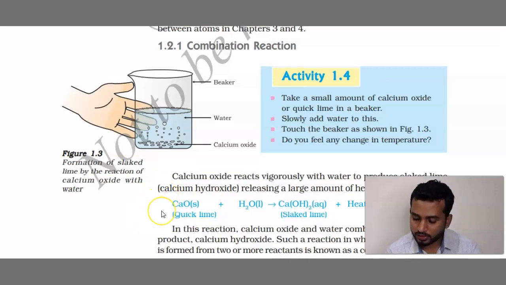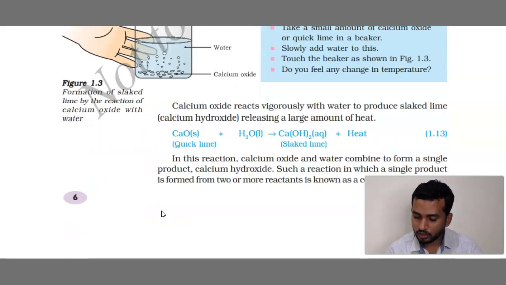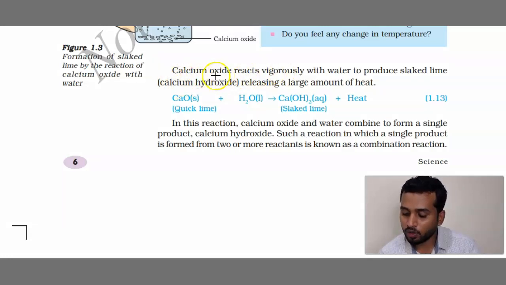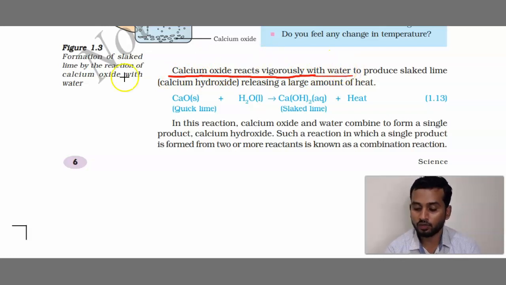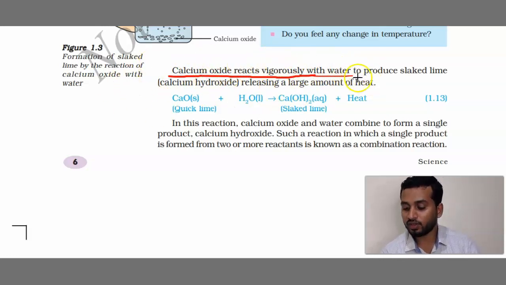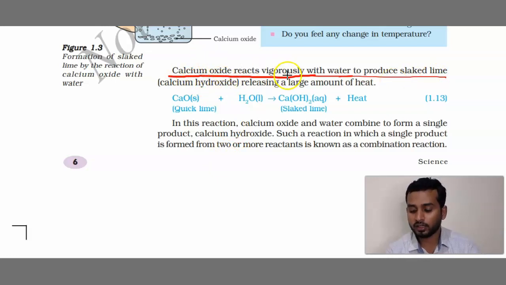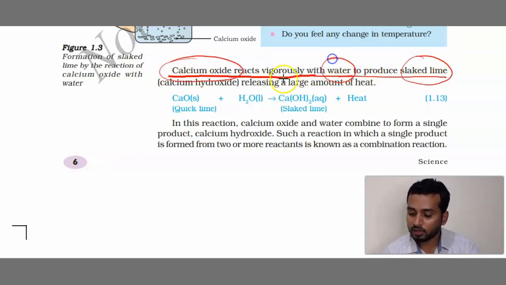Okay, so let's see what that is. It's a very important question, children. You need to remember this. What is that question? See here. When calcium oxide reacts vigorously with water. Calcium oxide reacts vigorously, meaning very fast, with water to produce slaked lime. You should remember this. So what happens when calcium oxide reacts vigorously with water? It produces slaked lime. So calcium oxide, when it reacts with water, converts into slaked lime.